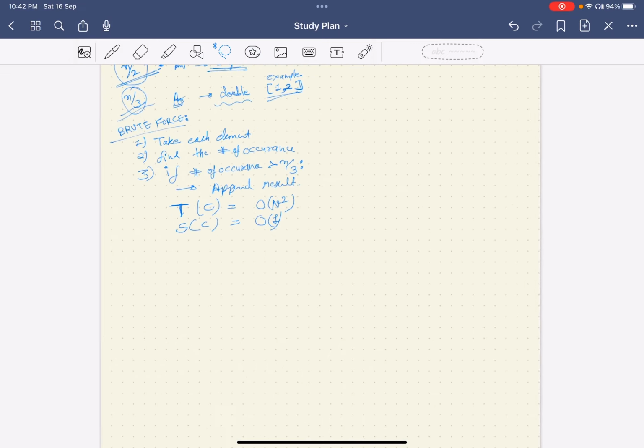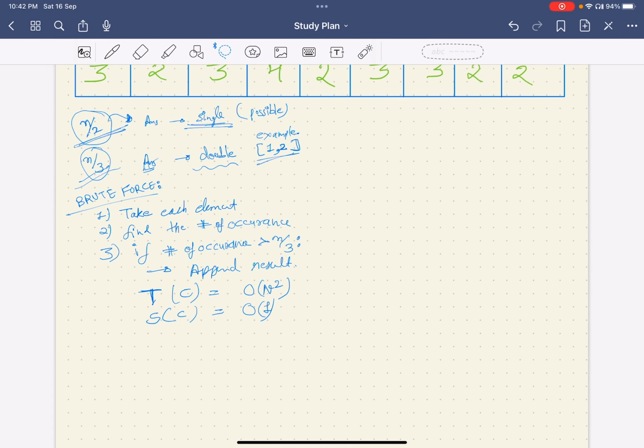Now let's talk about whether there is any other way to solve this. There is one better approach than this. Let's look at the better approach.